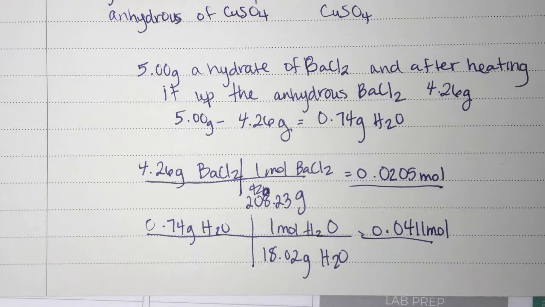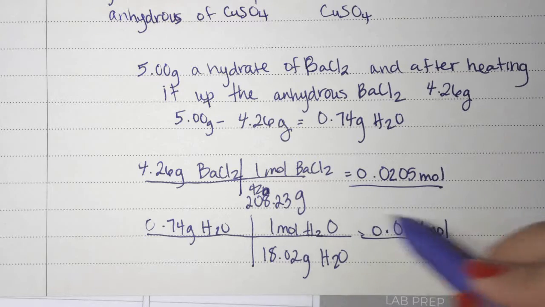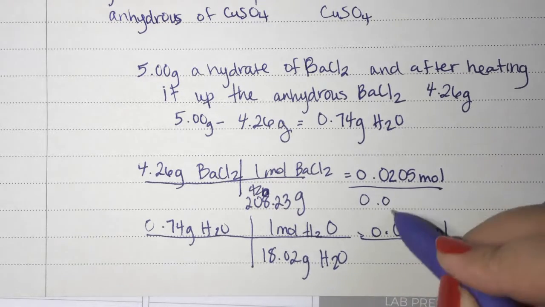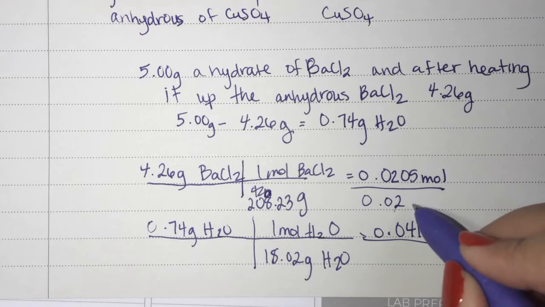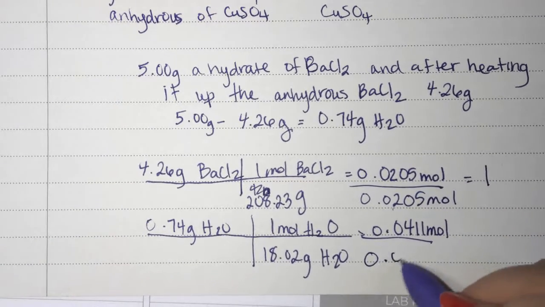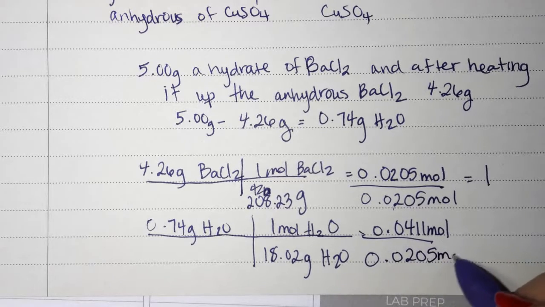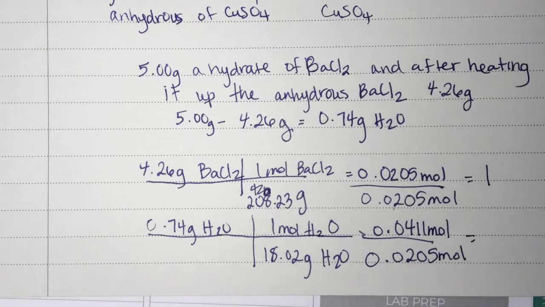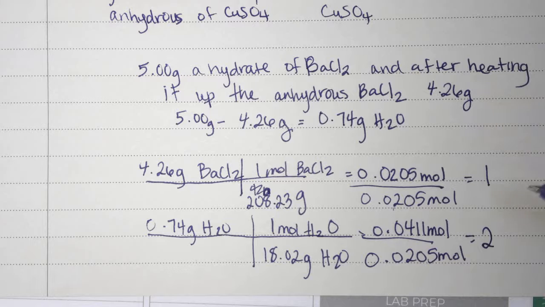So now we divide by the lowest amount, and I know I said that we were doing percent composition. I do apologize about that. We're using empirical formula, and so of course the second step of empirical formula is to divide by the smallest amount, which is 0.0205. So this is going to be 1. And when I multiply water by 0.0205, we get 2. So that means this is a 1 to 2 ratio.